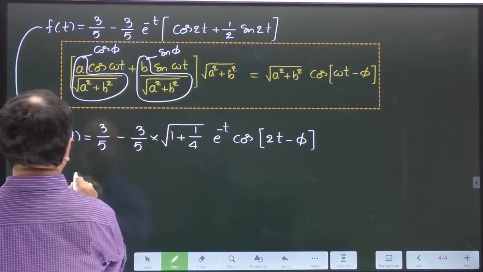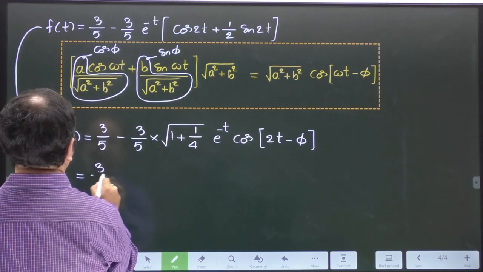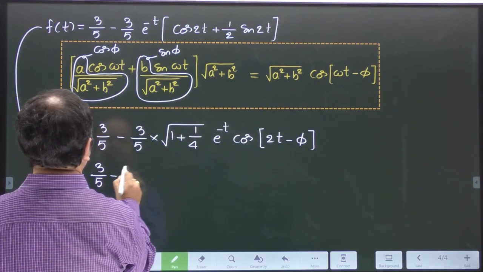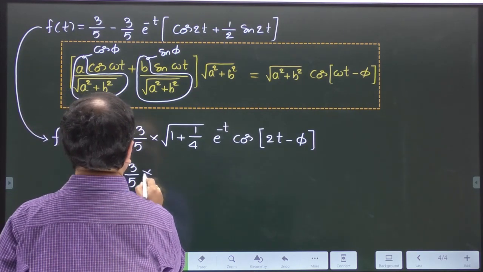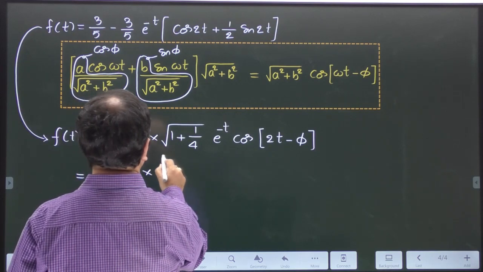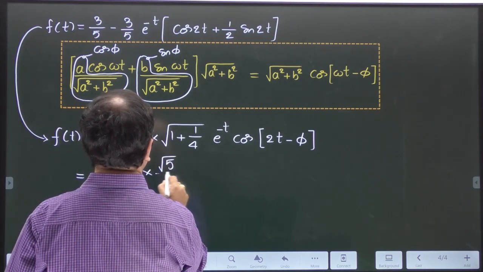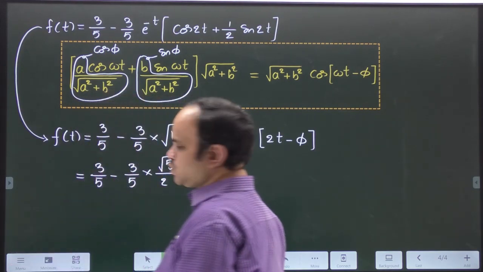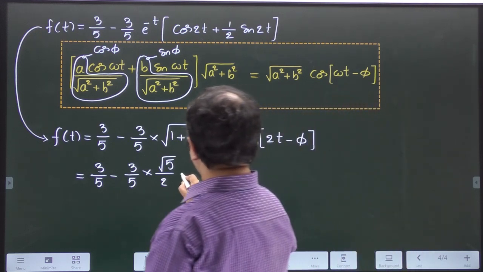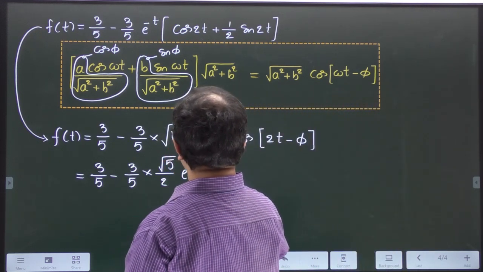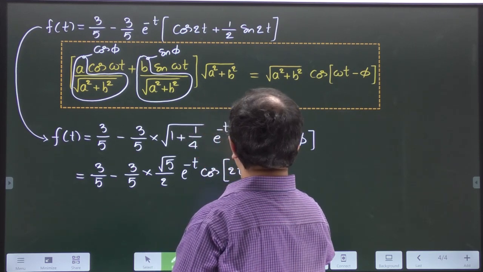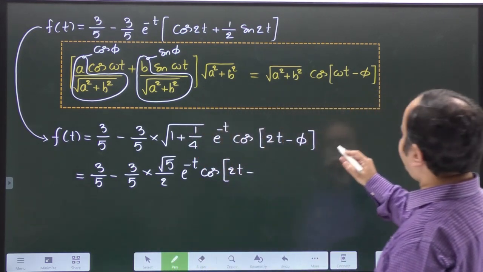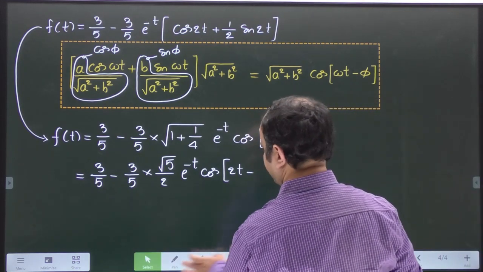So, 3 by 5 minus 3 by 5 into root 5 divided by root 4, that is 2, into e power minus t, cos of 2t minus phi. Now let us see what is phi here.